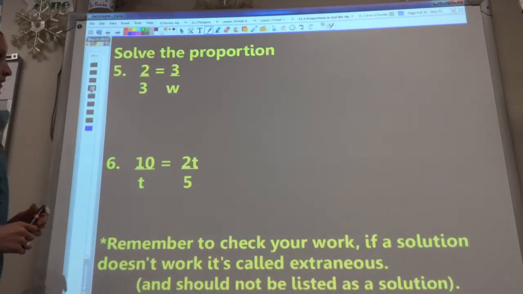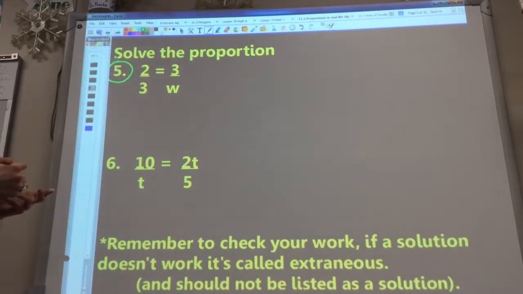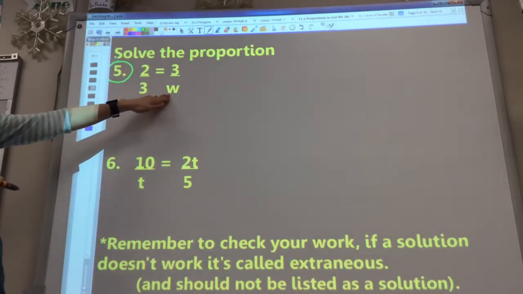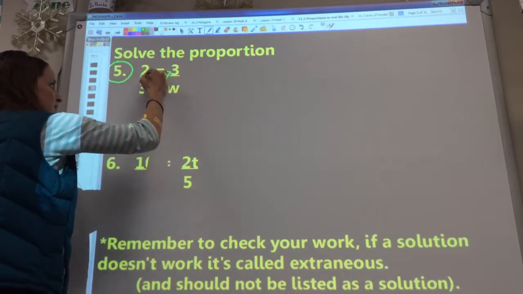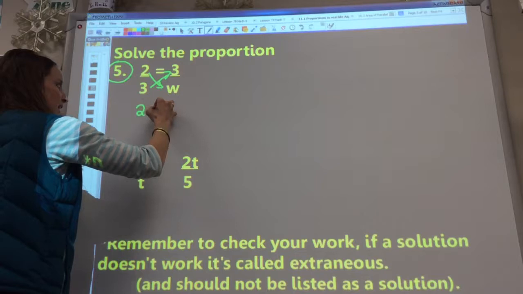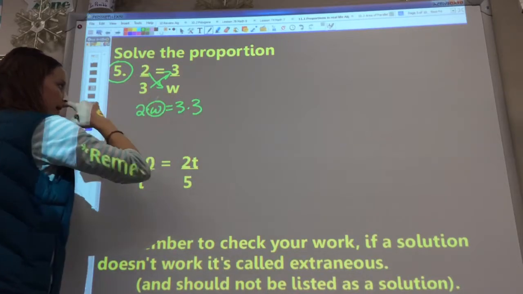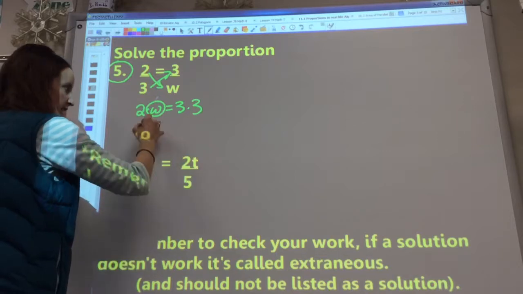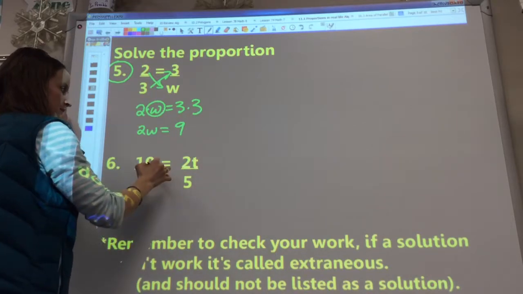Now, if we keep going, it says solve the proportion. We can solve this just like we started class. But if you notice, there's not a nice relationship, so we would want to cross multiply. And we get 2 times W equals 3 times 3. Now, to get W all by itself, we should probably simplify. So we're going to get 2W equals 9.